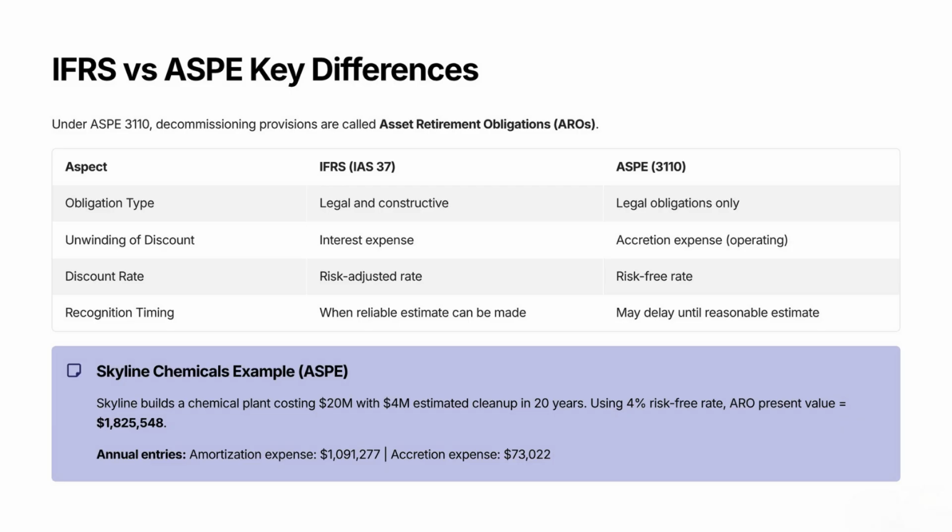$21,825,548. Credit cash $20 million. Credit asset retirement obligation $1,825,548. Each year, Skyline records amortization expense $21,825,548 divided by 20 equals $1,091,277. Accretion expense, $1,825,548 times 4% equals $73,022. That's how ASPE handles the passage of time. Slightly different presentation, same underlying concept.